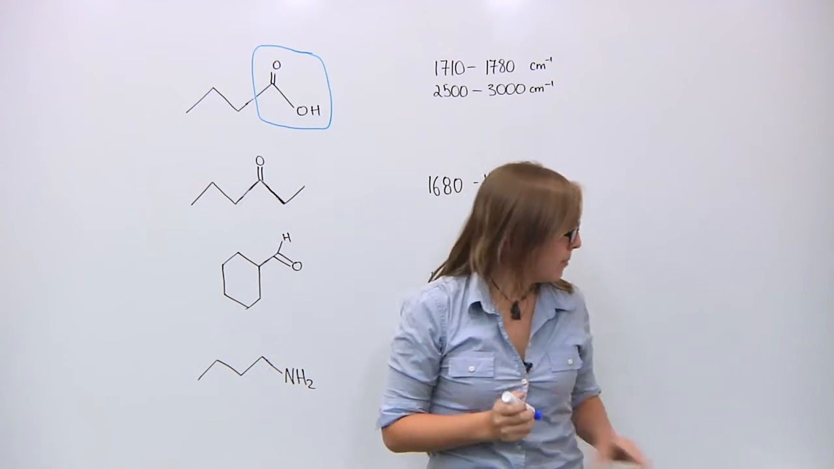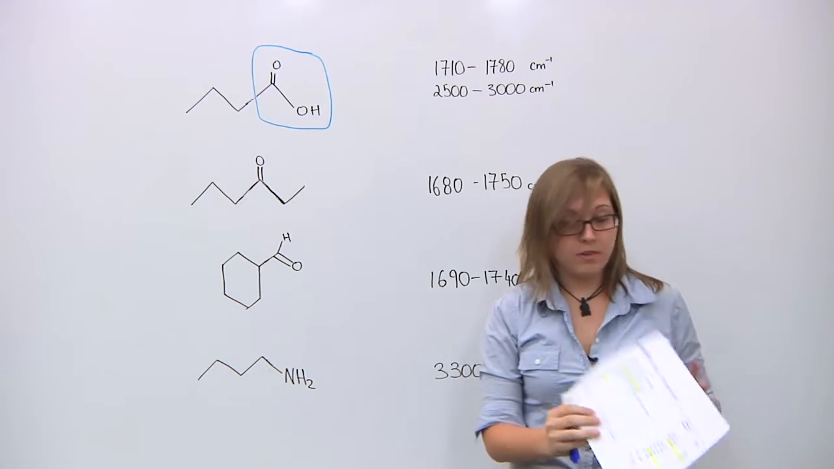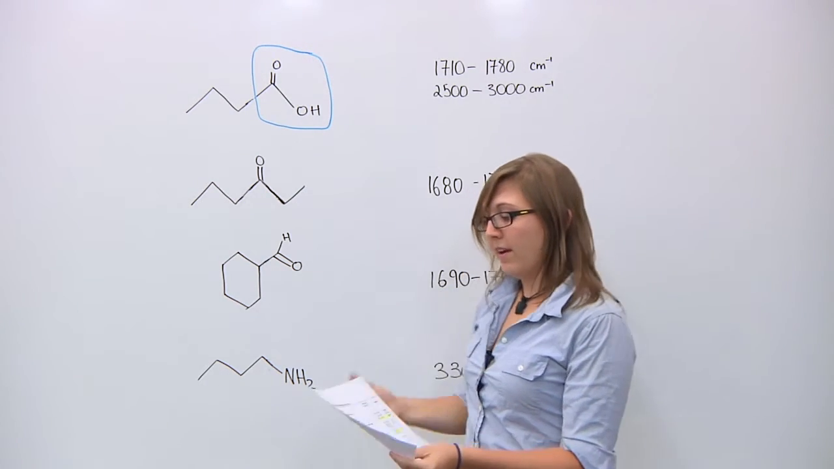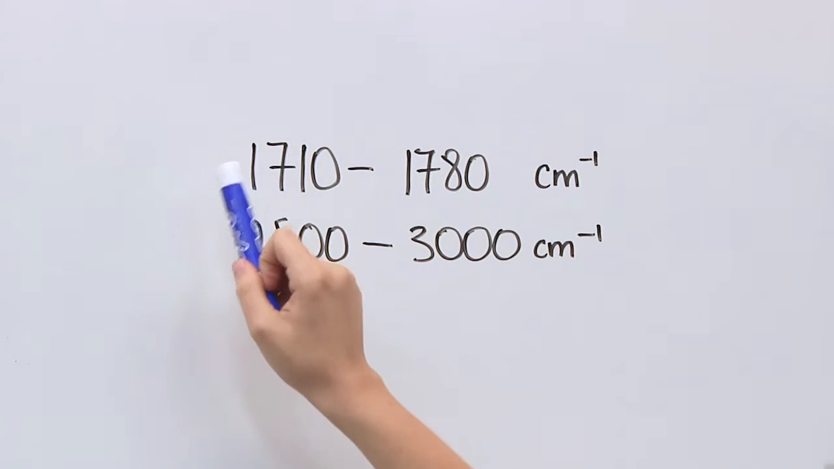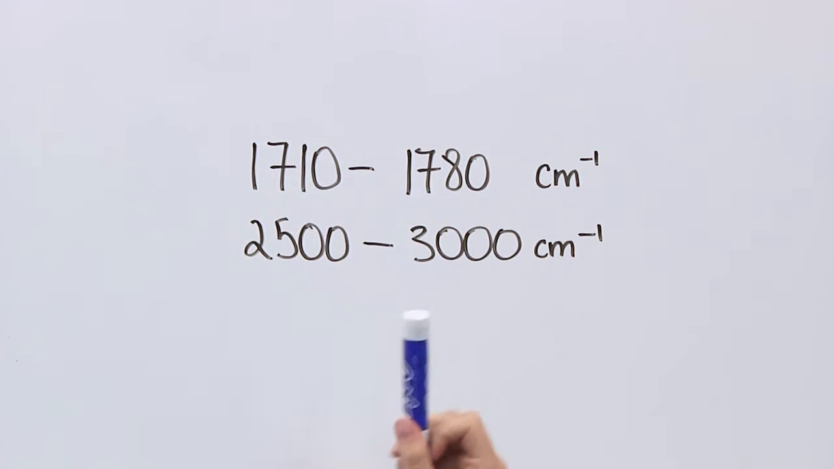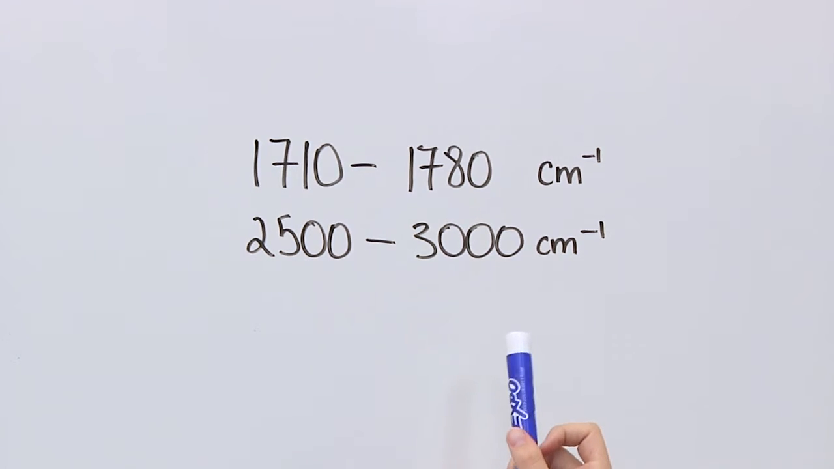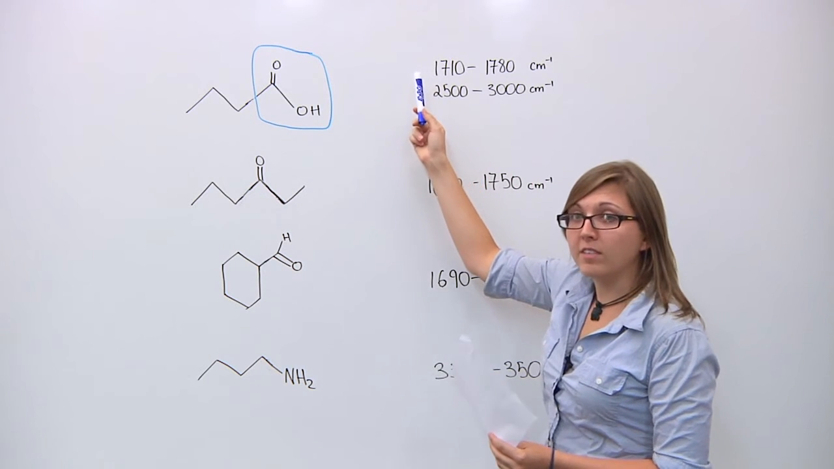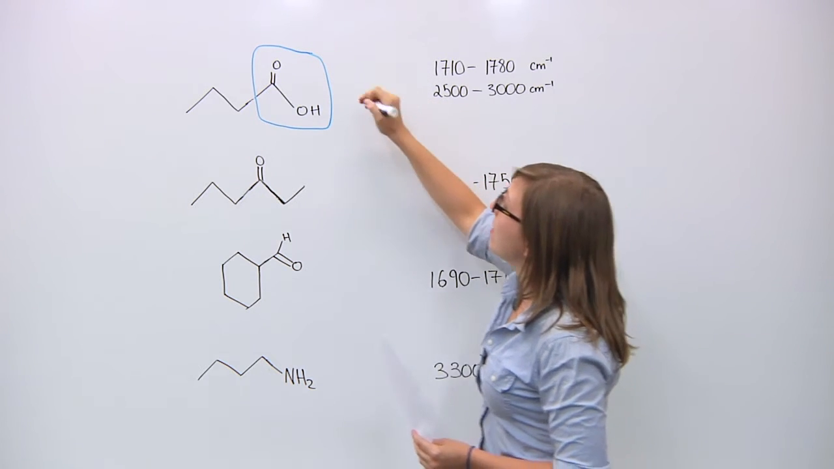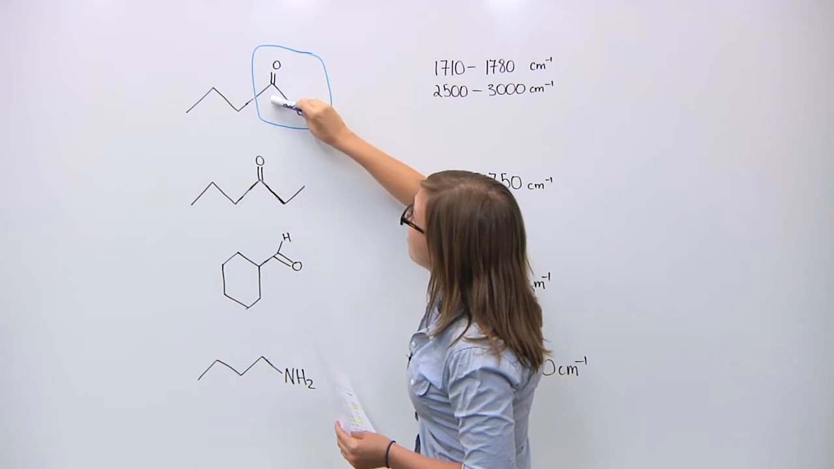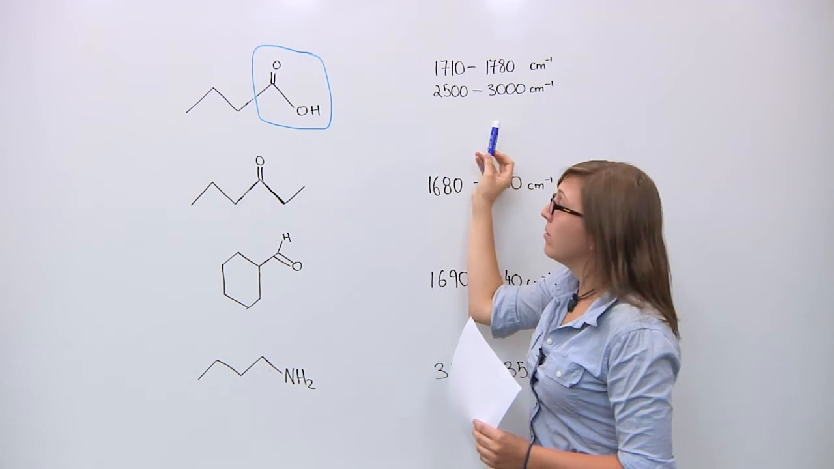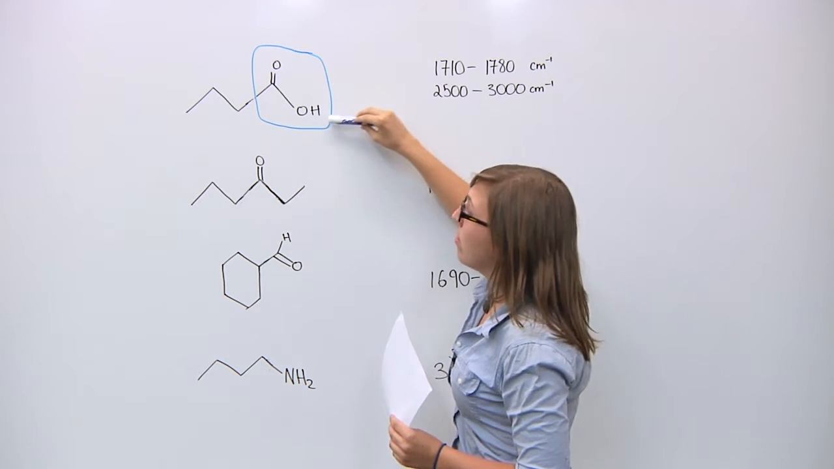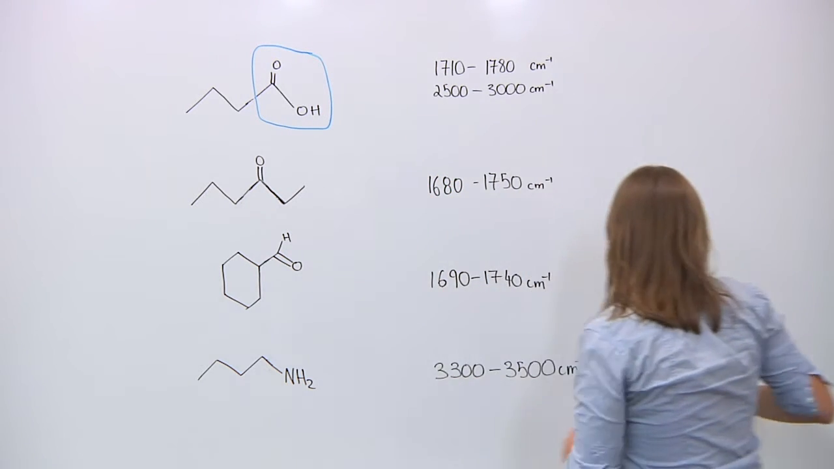Using table 2.7 in your textbook, we can identify that carboxylic acids have a frequency range of 1710 to 1780 and 2500 to 3000. This 1710 to 1780 frequency corresponds to the carbonyl group right here, and the 2500 to 3000 frequency corresponds to your alcohol group right here.